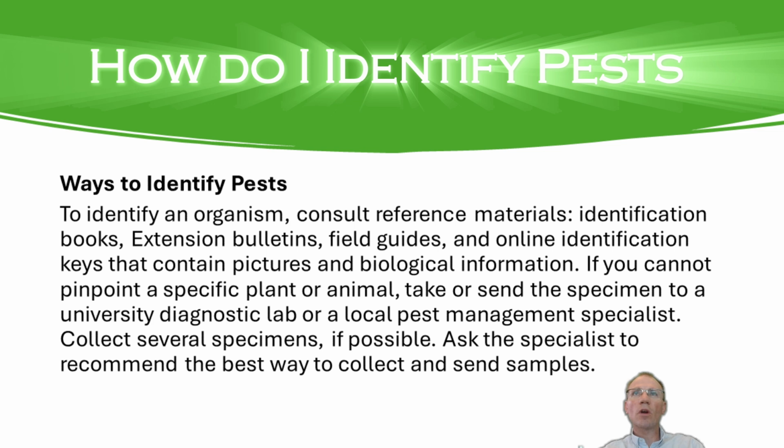To identify an organism, consult reference manuals, identification books, extension bulletins, field guides, and online identification keys that contain pictures and biological information. If you cannot pinpoint a specific plant or animal, take or send the specimen to a university diagnostic lab or a local pest management specialist. Collect several specimens if possible. Ask the specialist to recommend the best way to collect and send samples.